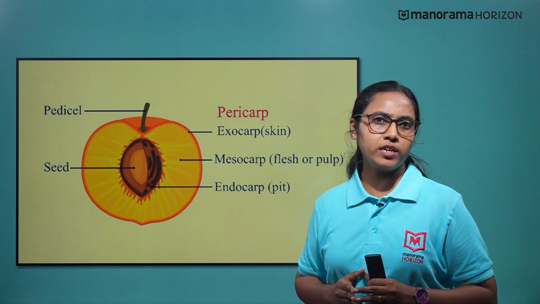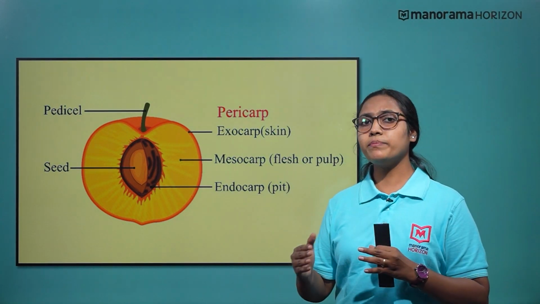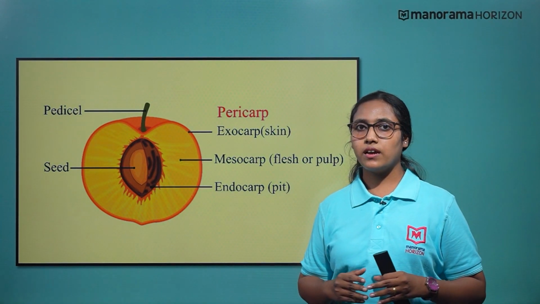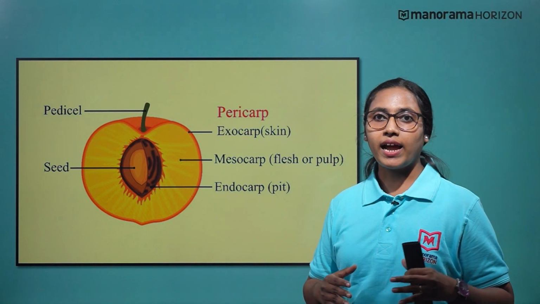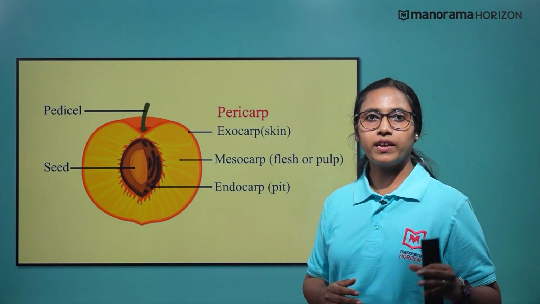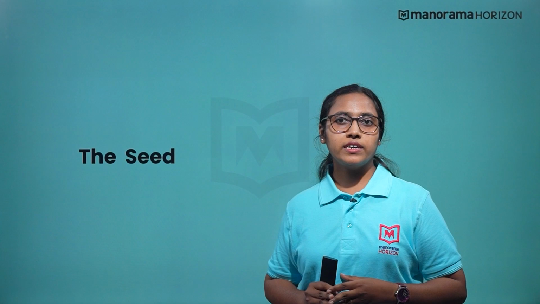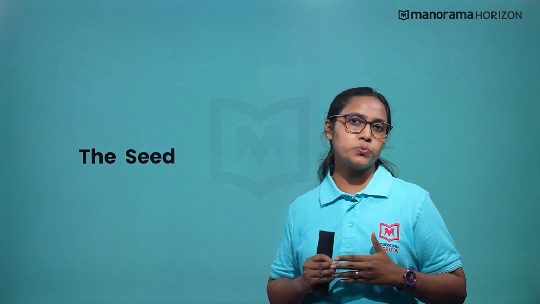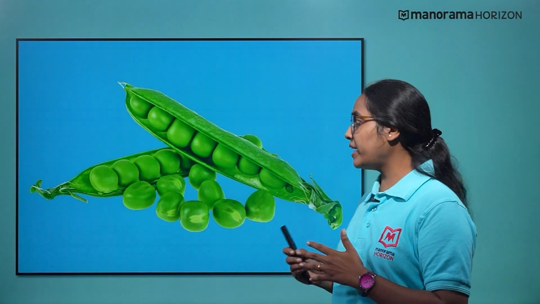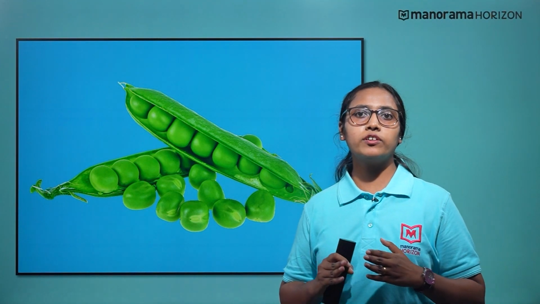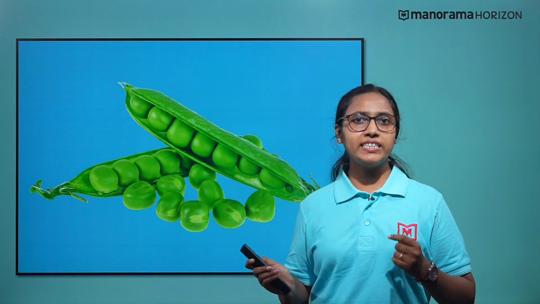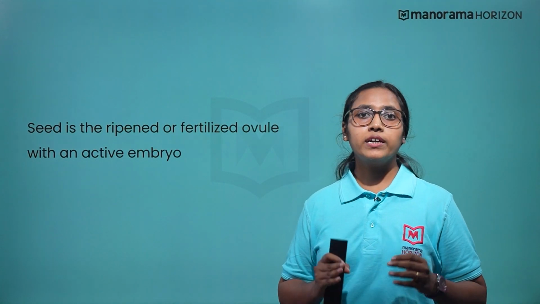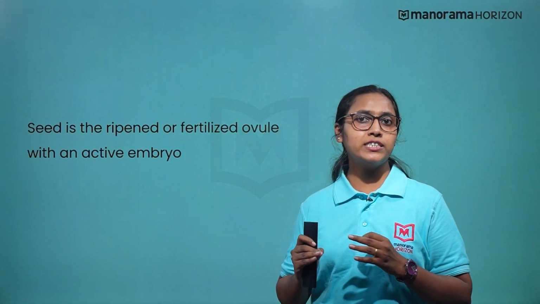We have been talking about fruits, but haven't mentioned what a seed is. How is it formed and how does it become a mature plant? Let's see. A seed is a basic part of a plant which is found enclosed within the fruit. It is made up of a seed coat and an embryo. A seed is defined as the ripened or fertilized ovule which contains an active embryo. It is the reserve food protective covering.